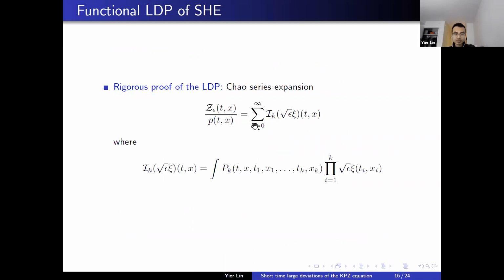So basically, you can expand the stochastic heat equation as an infinite sum, where the k-th term in your summation is just a k-fold stochastic integral, where this p is some deterministic function, like given by the product of your heat kernel from the Brownian bridge in your Feynman-Kac formula. Okay, so the point is now we can express the stochastic heat equation in terms of an infinite sum, where the k-th term is just a k-fold stochastic integral.